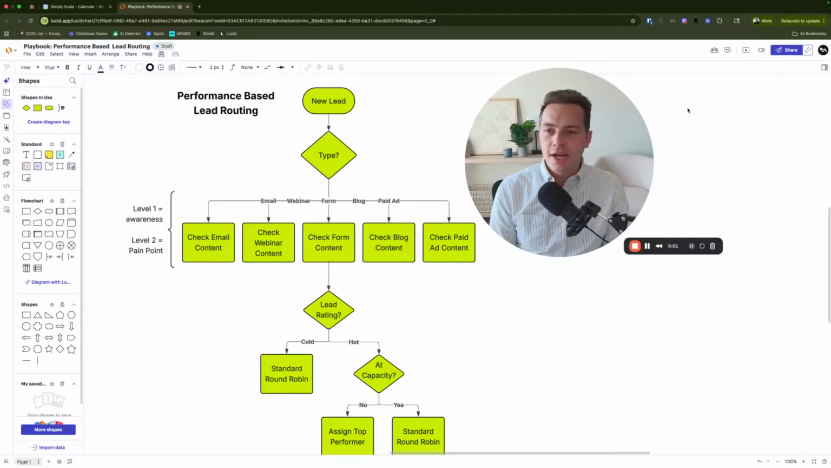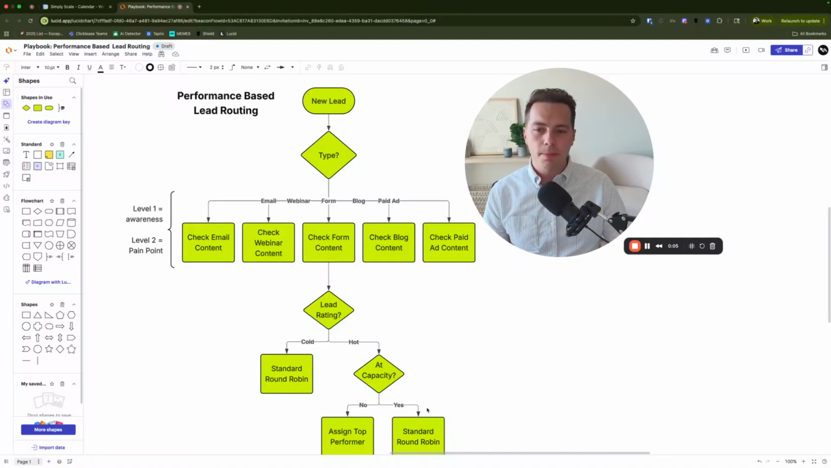Okay, in this video, I'm going to talk to you about performance-based lead routing. Before I even talk about this flow chart in front of us and how this system is going to help you inside of Salesforce, help you close more leads if you go this route, I need to talk to you about what a round robin, or the opposite of performance-based, would look like.